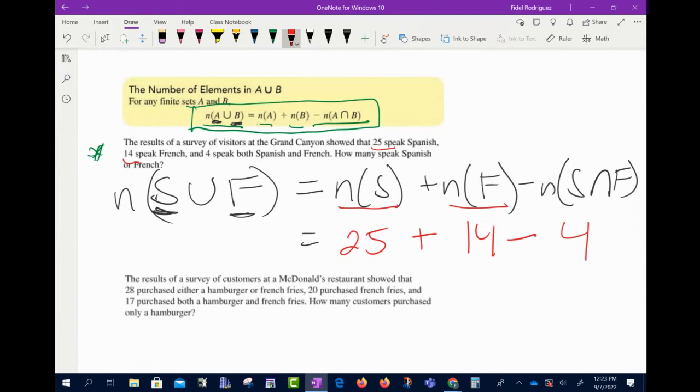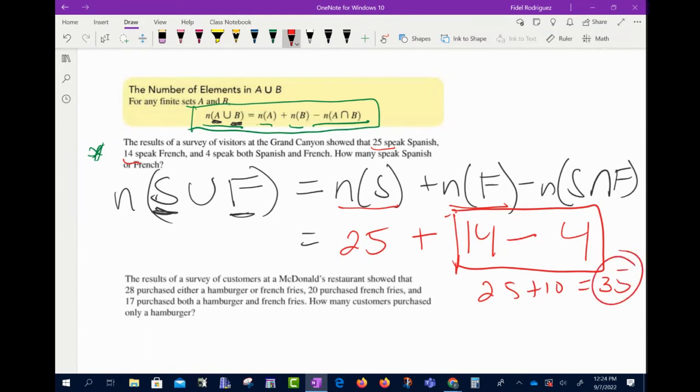And so y'all, all I'm going to do is just do this part right here. So if I was actually combining these numbers, one thing I might do is I might say, look, let's do this part over here first. Oh, come on, pen. My pen's giving me so many problems today. Okay, so I might do that part first and say, what's 14 minus 4? 10, right? And 25 plus 10 is 35. So we got 35 people who speak either Spanish or French.